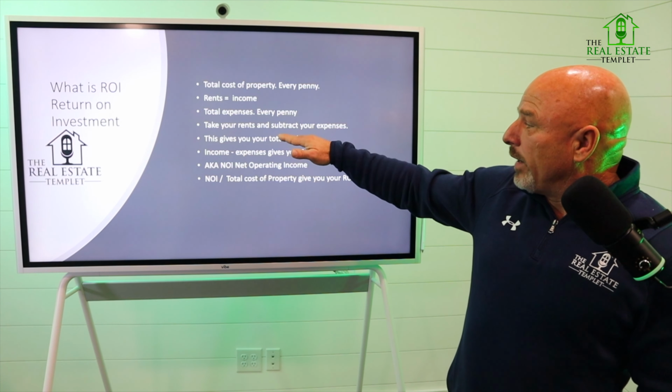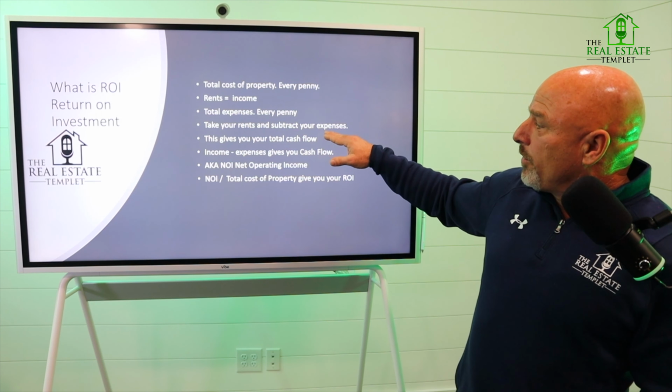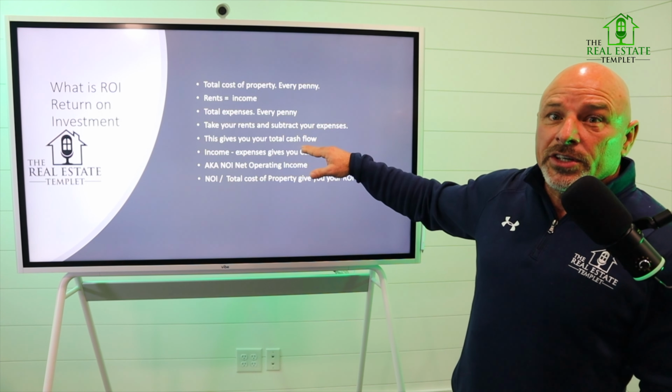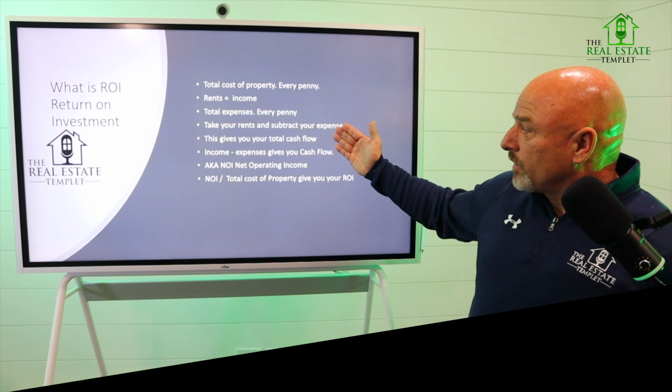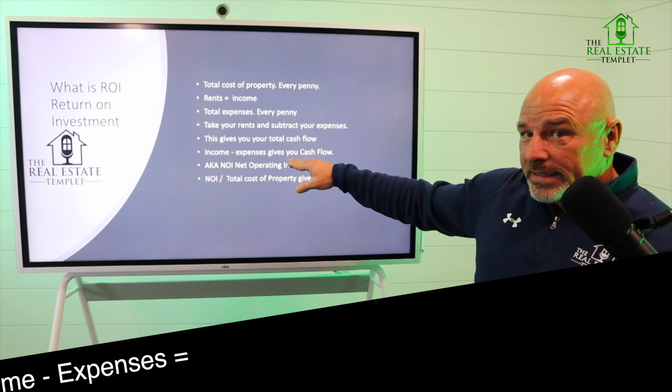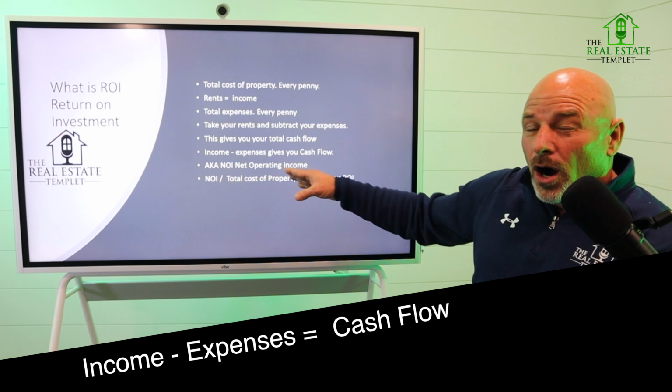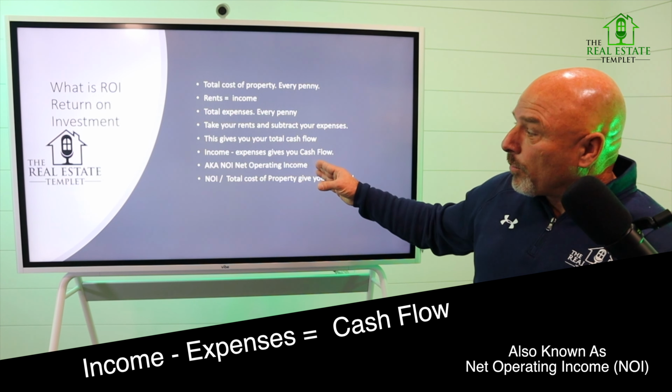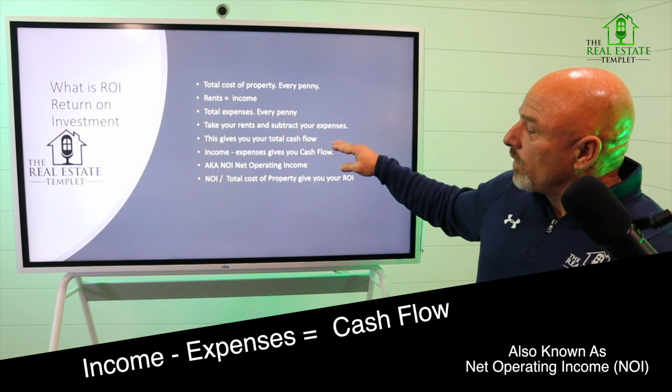So you're going to take your rents and subtract your expenses, and this is going to give you your total cash flow. Cash flow, income minus expenses, gives you cash flow. That's also known as net operating income. Let's stick with the word cash flow. We're going to use that right there.